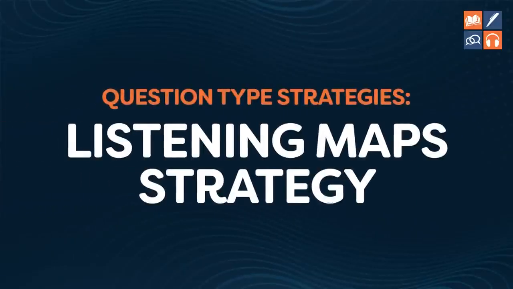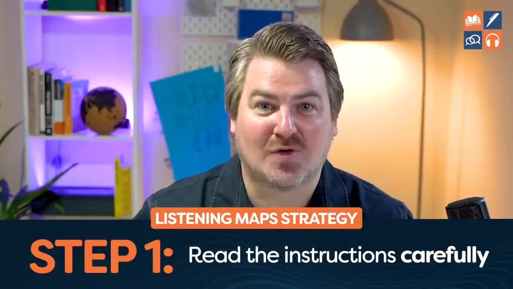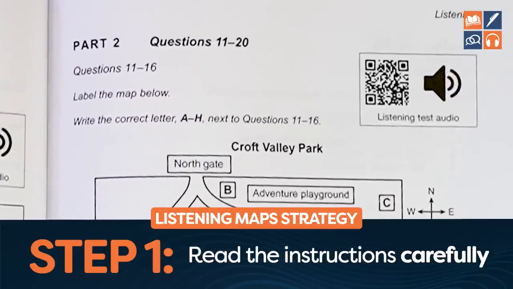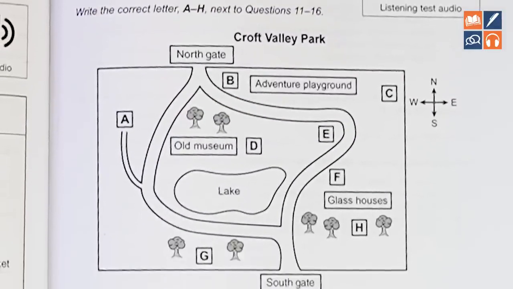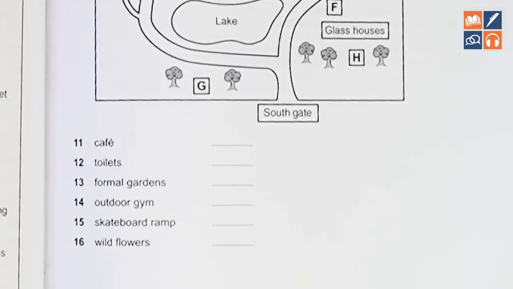Okay, now let's look at the strategy for listening maps. Step number 1, read the question carefully. Read the instructions carefully. So for this particular map, we need to write the correct letter, A to H. We're not writing the actual place names. We're not writing Old Museum, North Gate. We're not writing Lake. We are picking the letter and putting it in here.